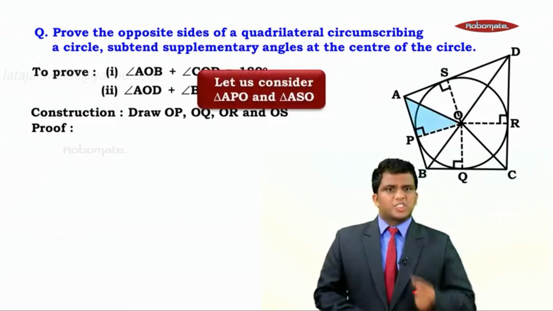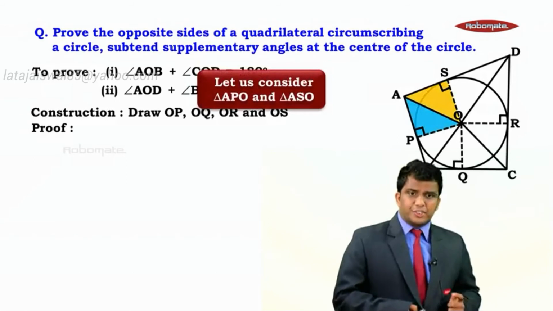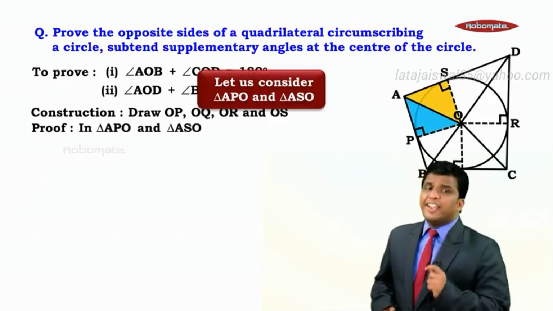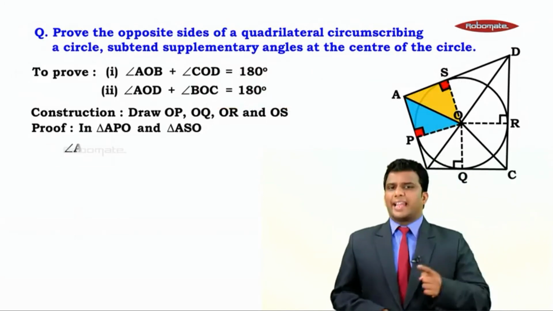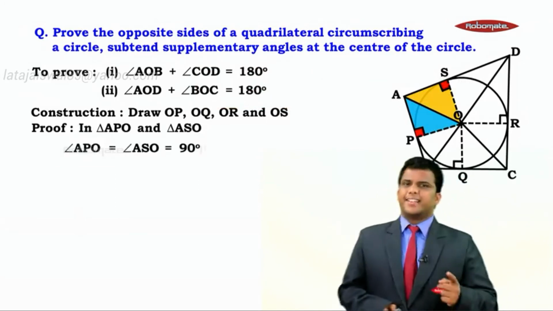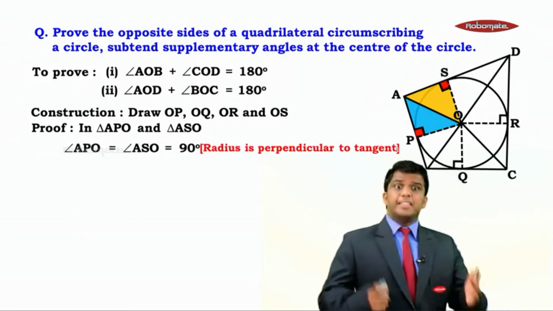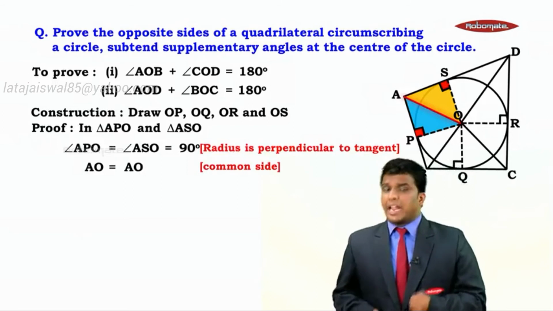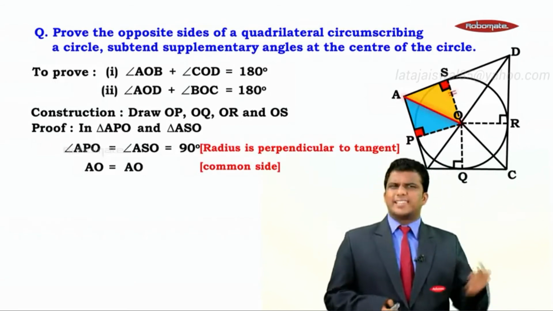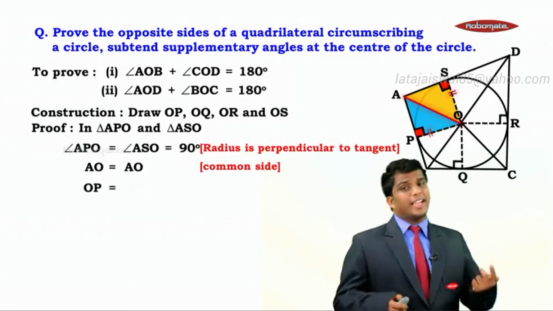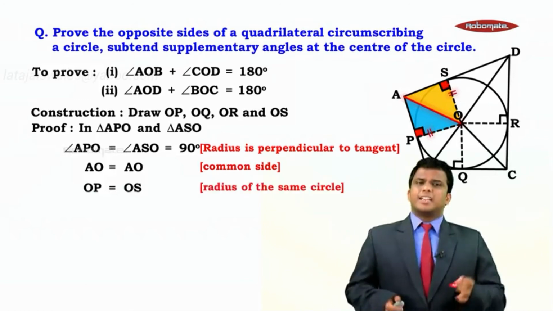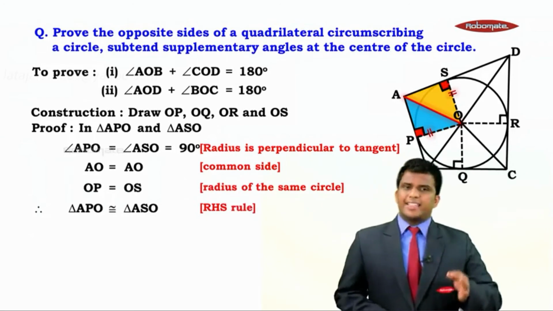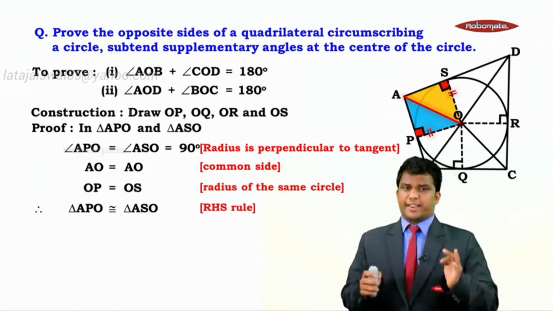Look at these two triangles, triangle APO and triangle ASO. In these two triangles, we know angle APO and angle ASO are 90 degrees, since the radius is perpendicular to the tangent. That means they are right angled triangles. The hypotenuse AO is a common side, and one pair of corresponding sides, that is OP and OS, are the radii, so they are equal. That means the two triangles will be congruent by the RHS rule, right? So the triangles are congruent.